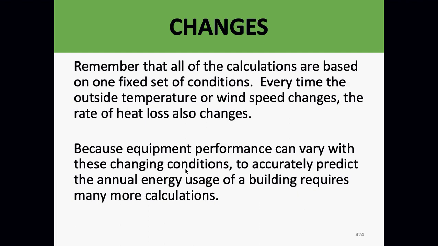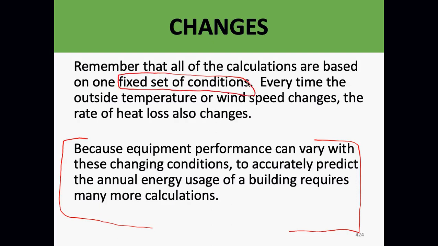Remember, all calculations that you do with a heat load are based on one set of conditions. Every time the outside temperature or wind speed changes, the rate of heat loss or heat gain also changes. Because equipment performance can vary with these changing conditions, accurately predicting the energy usage of a building requires many more calculations. I'm not worried about predicting annual energy usage. That's a mechanical engineer on large commercial construction projects. But this is what I'm really worried about: we are doing our calculations on one fixed set of conditions.